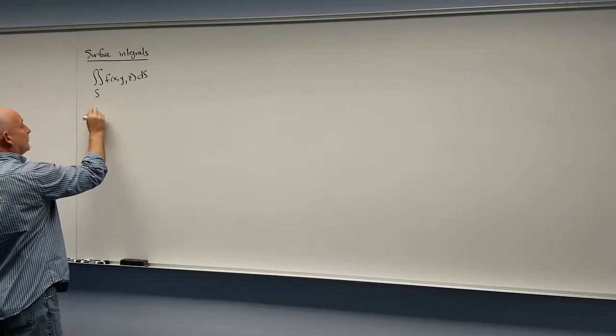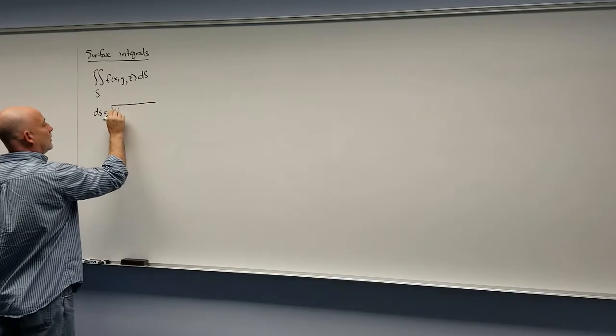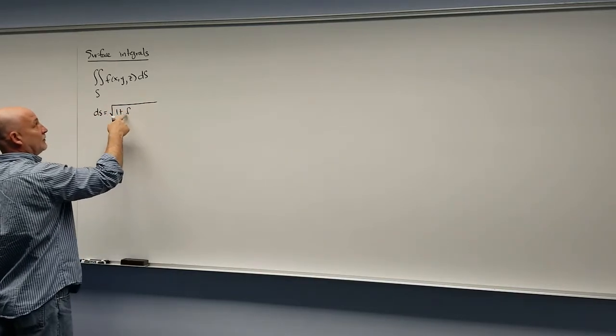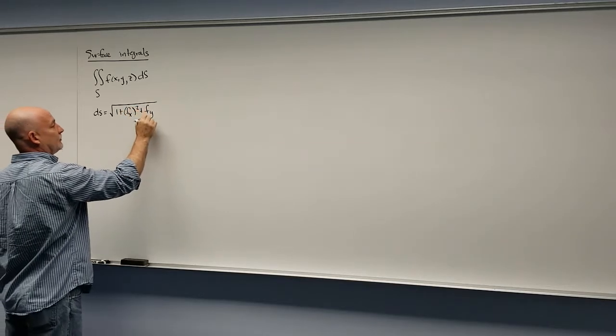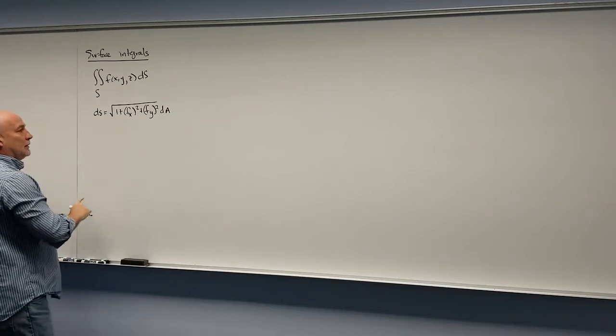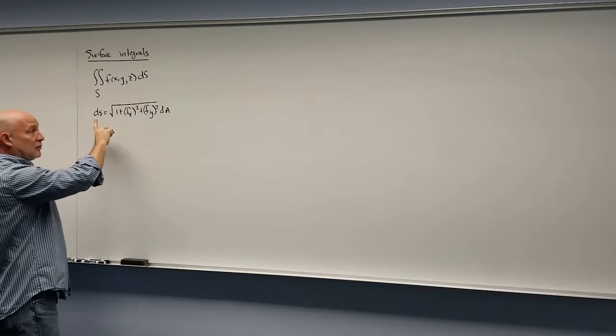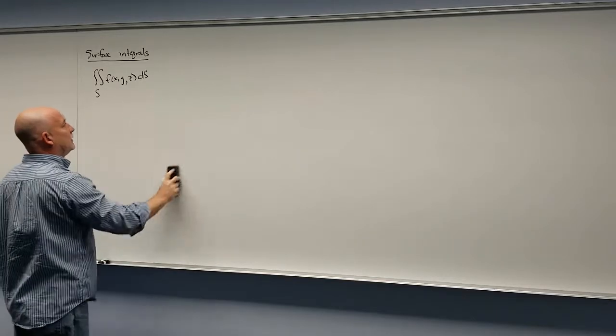Well, we knew from the past that dS is this: the square root of 1 plus, I'm going to write this f, it's a different f because I'm going to erase this, f sub x squared plus f sub y squared dA. And that's what it used to be, and it still is, but we have to think about this in terms of something a little bit different.